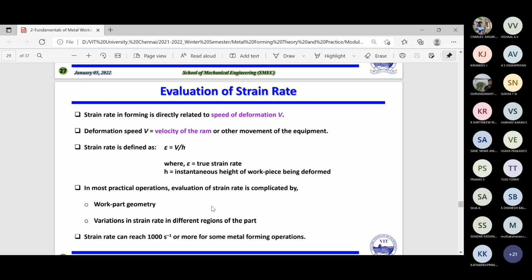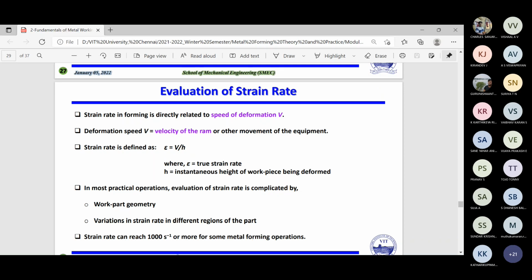Okay. So in most practical operations, evaluation of strain rate is complicated by the work part geometry, because if you remember, in the first class I told about the schematic diagrams of rolling, forging, extrusion, deep drawing, or shearing. So this depends upon the work part geometry. Then there is the variation in strain rate in different regions of the part, because you also have to think about which zone, since it's a big area. You cannot say that only this small area is affecting, because it's a big material you have.